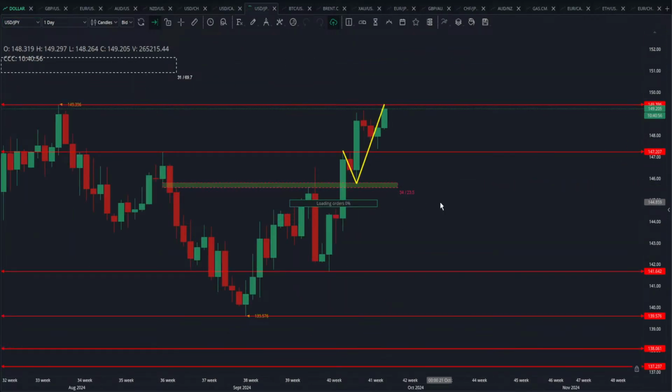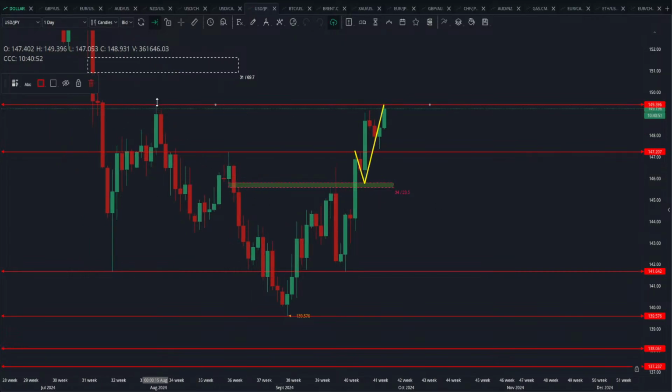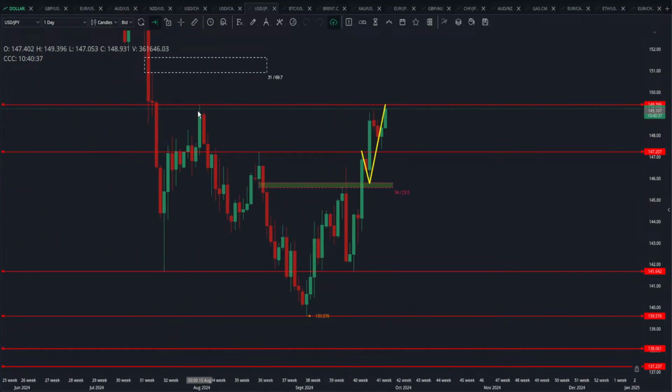USD JPY 149.20 is where the price is trading right now. Although the previous high here is taken out. Okay, this previous high was 149.39, and today the price has made a high of 149.297. So it has not made a high higher than this. Although this high is taken, but this high is not taken. So we are below the resistance.